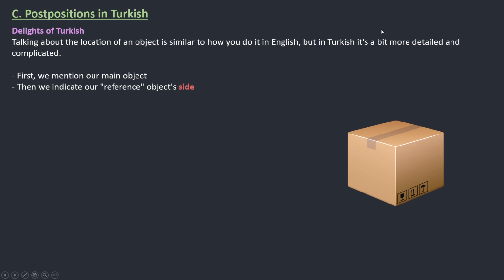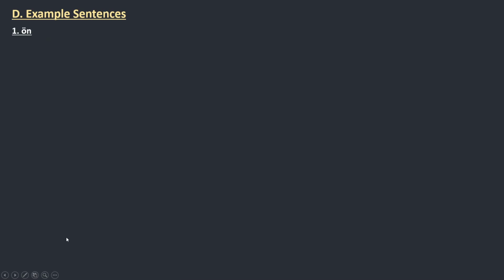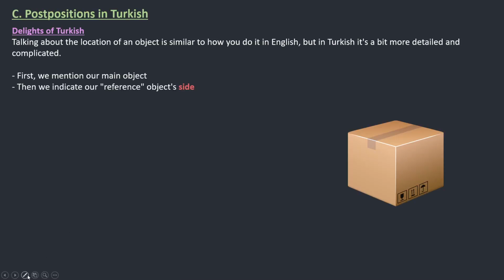But in Turkish, it is a bit more detailed and complicated because we say the side of the table, with every side. That's why it gets complicated. So first we mention our main subject, then we indicate our reference object side. So, for example, this top side is what we are talking about here. So this part is üst. So when I say top, I am referring to this side here.